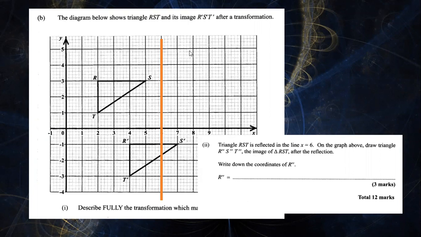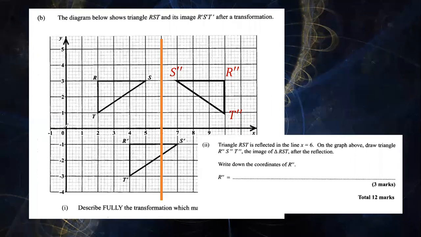Great. Let's reflect this. Imagine this is the mirror line or the mirror. We're going to take this whole triangle and reflect it, flip it over on this side. So it becomes like this, and that's R double prime, S double prime, and T double prime. So what are the coordinates of R double prime?